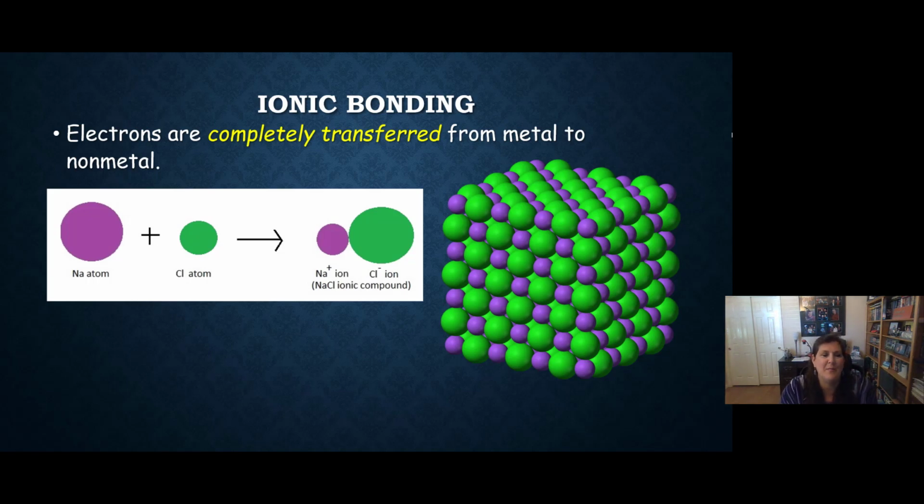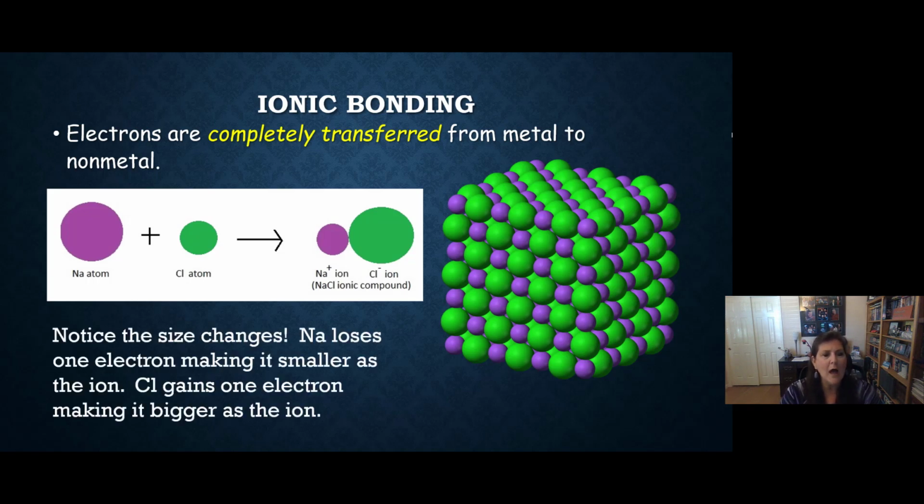So this is a perfect pair. Sodium's going to lose an electron and give it to the chlorine, who will take the electron. Perfect. Then we have Na+1 and Cl -1; +1 and -1 attract together and make an ionic compound. Now, did you notice the size changed?